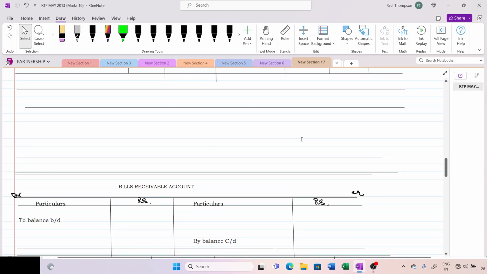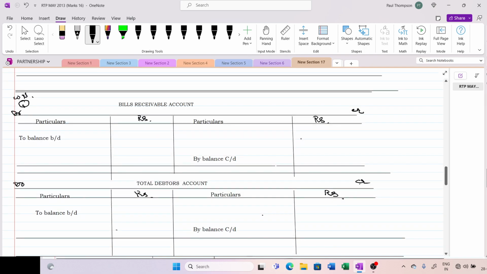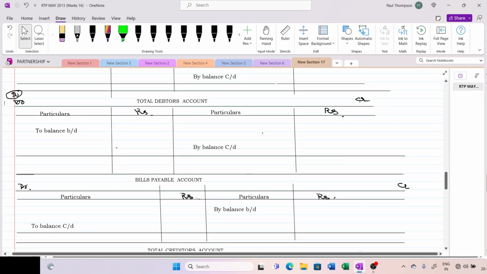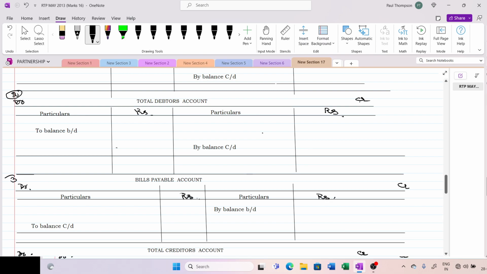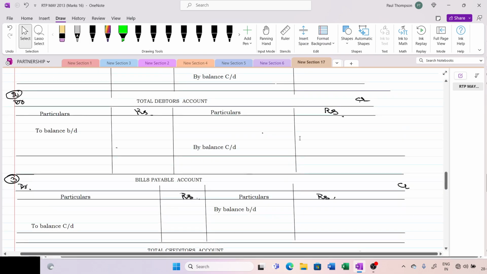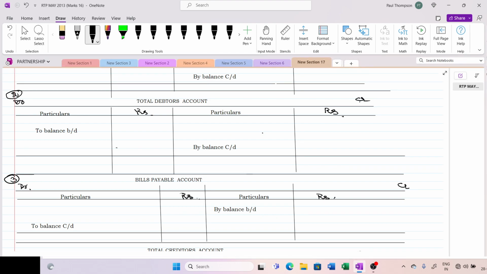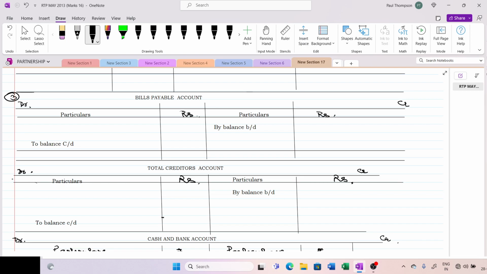So our working note starts here. Working note number one is bills receivable. You can make it at your own convenience, but first you have to close bills receivable, then your total debtors. You can start with cash and bank also. So bills payable, our item is 3, and I have made the formats for making it easier. The video will be slightly lengthier. You have to be patient throughout the video so that you understand the sum thoroughly.